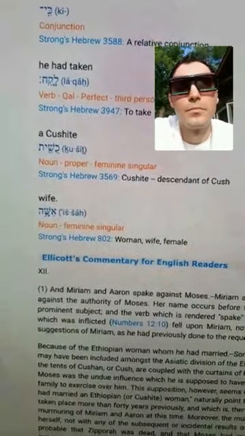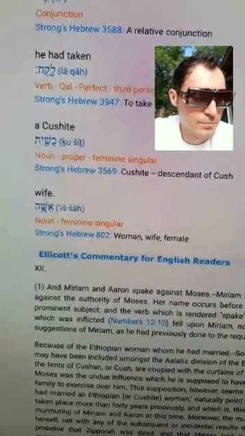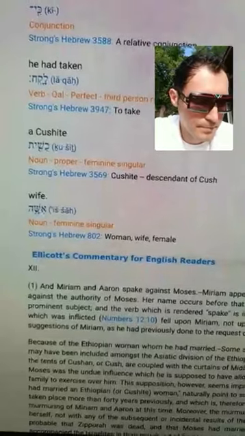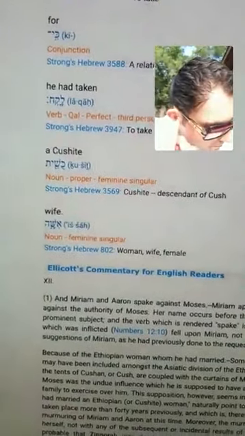I agree with you. You know what? Let me tell you this. What about before the Aksumite Empire? Who did they claim they come from before the Aksumite Empire?